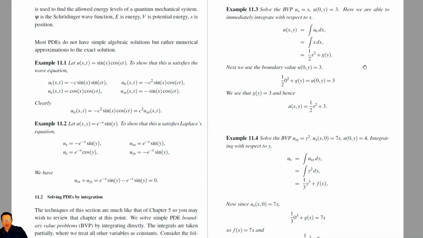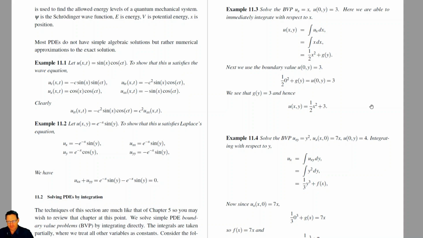Now we use our boundary value, u of 0, y equals 3, to get more information on g. So we sub that into our function. So we've got a half 0 squared plus g of y is equal to 3, which was u of 0, y. So that tells us that g of y is 3, and so we can write down that u of x, y is a half x squared plus 3, which solves the problem. Very simple. And usually they're not that simple.